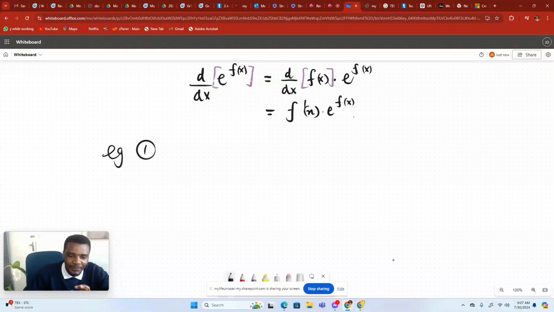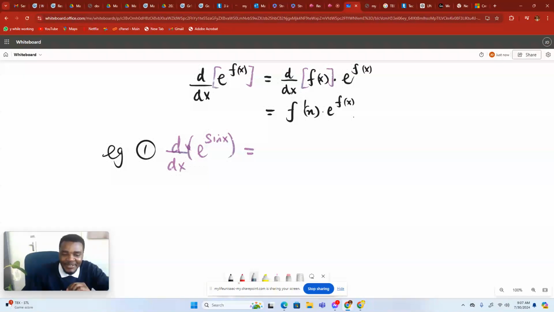Let's try to find the derivative of, say, e to the power of sin x. How are we going to calculate the derivative of e to the power of sin x? Like I said, this is e to the power of a certain function. So for you to differentiate this, the first thing you have to do is differentiate the power. And our power here is sin x.